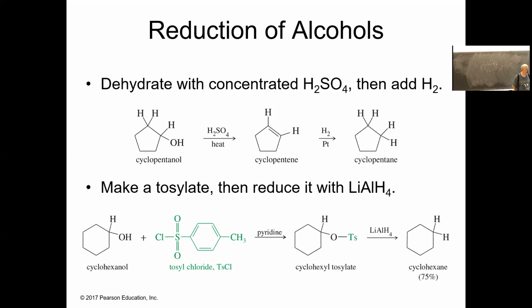Okay, so there's primarily two methods for converting alcohols into alkanes. One would be to do a dehydration first and then a hydrogenation. We can dehydrate, say with sulfuric acid or phosphoric acid, to the alkene and then add hydrogen. Another way would be to make the tosylate and then reduce it with lithium aluminum hydride. So hydride is the nucleophile that comes in and displaces the tosylate.